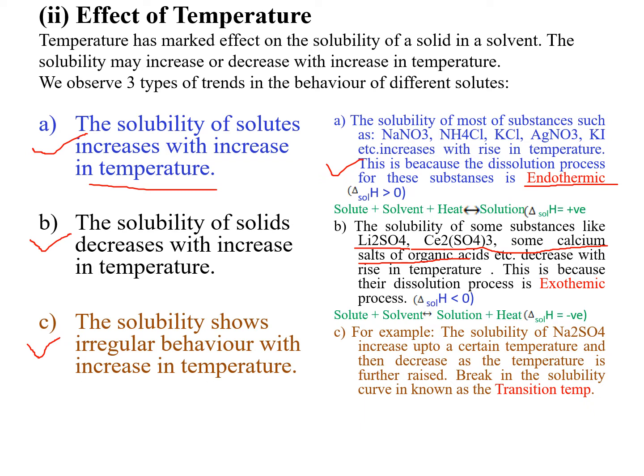The solubility of sodium sulfate increases up to a certain temperature and then decreases as the temperature is raised further. This is the irregular behavior. The break in the solubility curve is known as the transition temperature. Now let's see with the help of a graph.